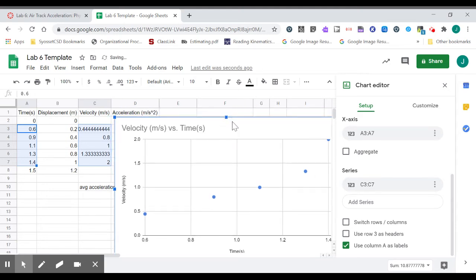Now you're going to fit that with a trend line. Is it linear? Is it curved? I don't know. Equation of the line. Think about how you would use that information to determine the acceleration. So not only can you use your displacement versus time graph to find the acceleration, you can use your velocity versus time graph to find the acceleration.